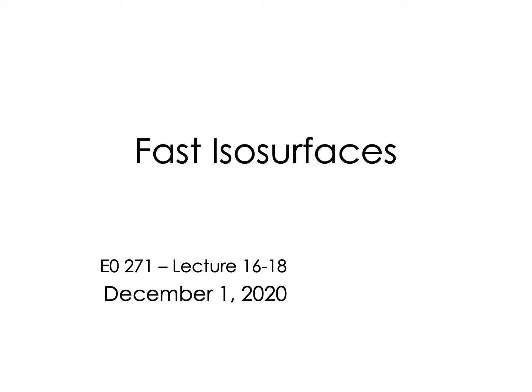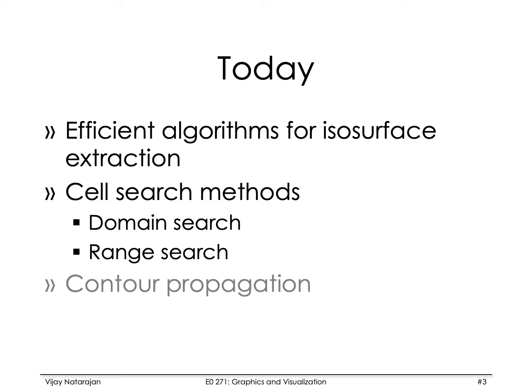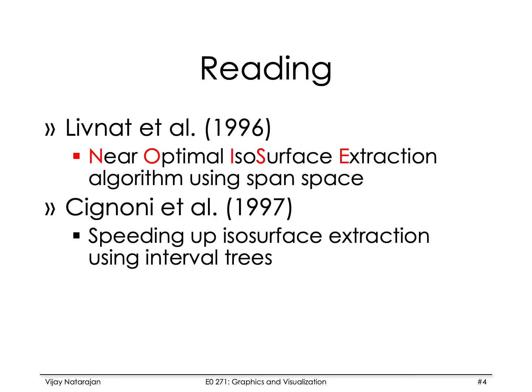This is the second part of our discussion on fast extraction of isosurfaces. We are going to talk today about a second range search method that efficiently looks at all the cells and identifies cells that contain the isosurface. The algorithm that we are going to see is by Signoni et al. This is an algorithm that uses a data structure called the interval tree.